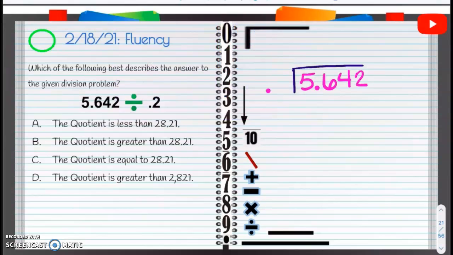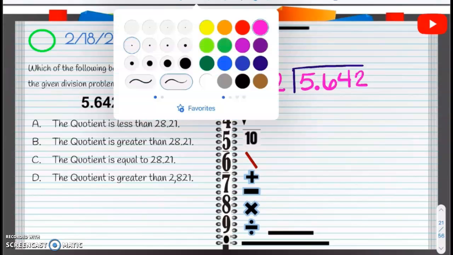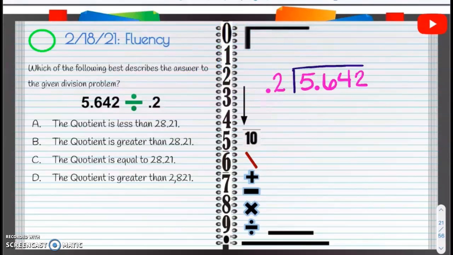0 and 2 tenths. Now, if we have a decimal on the outside, we must make it a whole number, so we're going to move it in 1. Take this decimal, move it in 1, and then we'll be able to move that up. I'm going to move this over a little bit, and we're going to move this decimal up now.